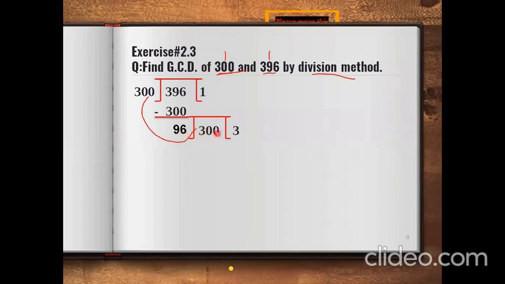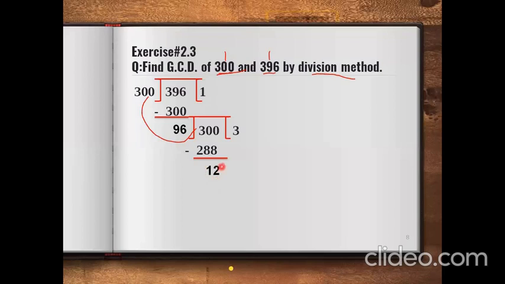Then you will simply divide this 300 by 96. So 96 into 3 will become 288. You will do this in the working column, and simply write 96 multiplied by 3 becomes 288. Then you will subtract this 288 from 300, and what you get here is 12. Okay, now again you are getting a remainder here.